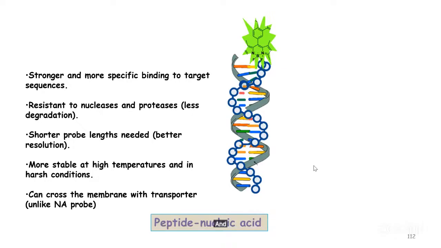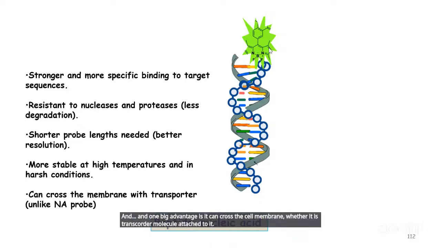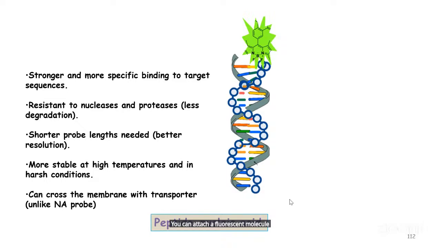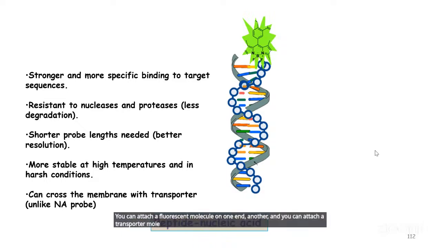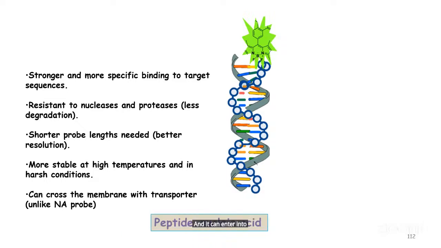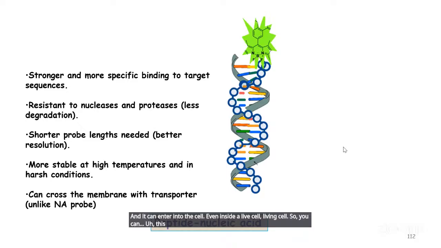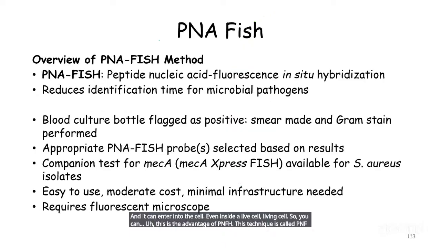And one big advantage is it can cross the cell membrane, with a transporter molecule attached to it. You can attach a fluorescent molecule at one end, and at the other end you can attach a transporter molecule, and it can enter into the cell, even inside a live cell, a living cell. This is the advantage of PNA FISH. This technique is called PNA FISH, peptide nucleic acid fluorescent in situ hybridization.